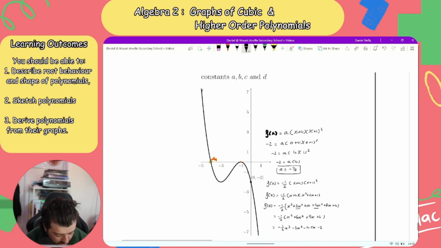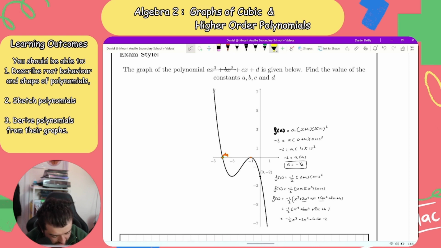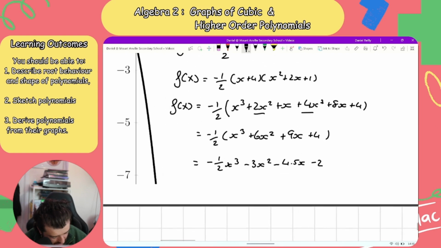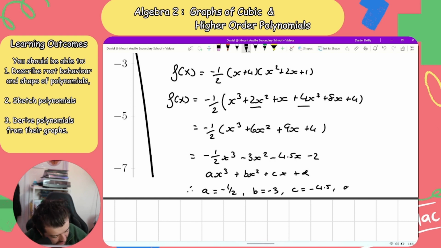Now it's asking us here find the constants a, b, c, and d. So if my function is in this form here, what is a, b, c, and d? So go back to my answer here. So ax cubed plus bx squared plus cx plus d. So a is going to equal minus a half. B is going to equal minus 3, C is going to equal minus 4.5, and D is going to be equal to minus 2. And that is my solution there.